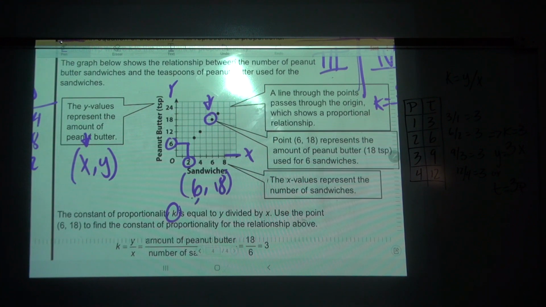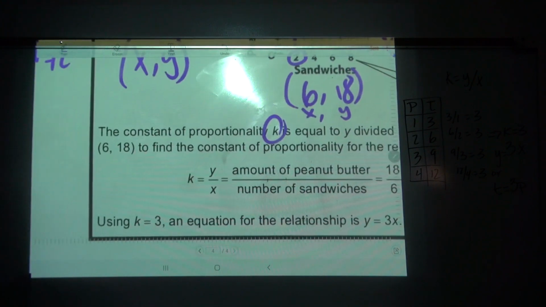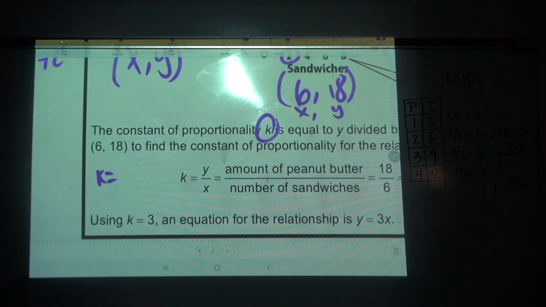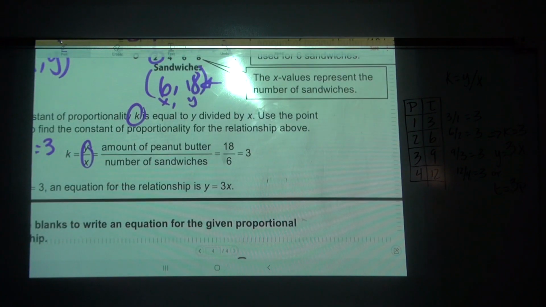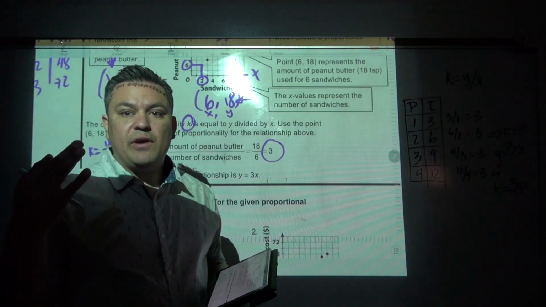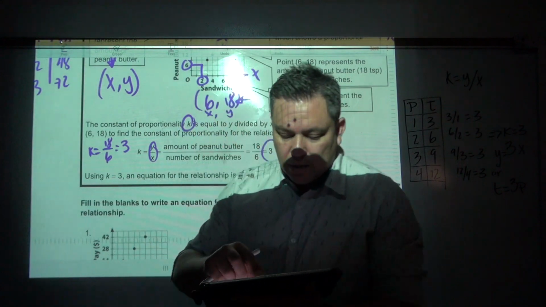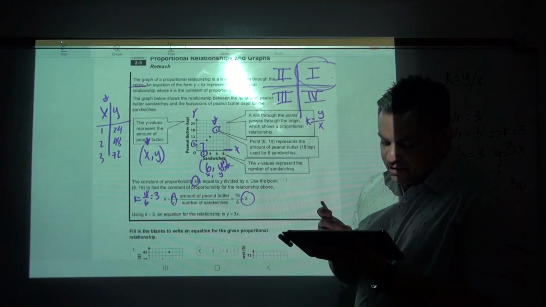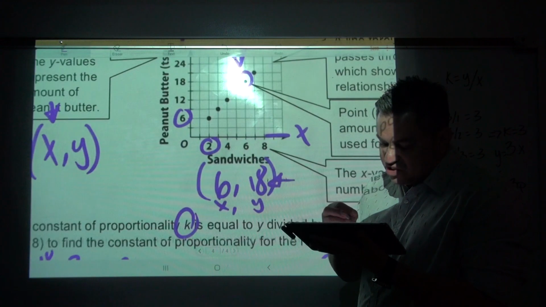So this is X and this is Y, always in that order. So if you were to put them in this equation, you have K equals, what goes on top? Y. Y, which is 18, divided by 6, which is 3 by my count. Yeah, right? And we have it right here. So that means that every peanut butter sandwich is going to have 3 tablespoons of peanut butter. Now you can kind of look at this graph like this and identify that there's a 1 right here.